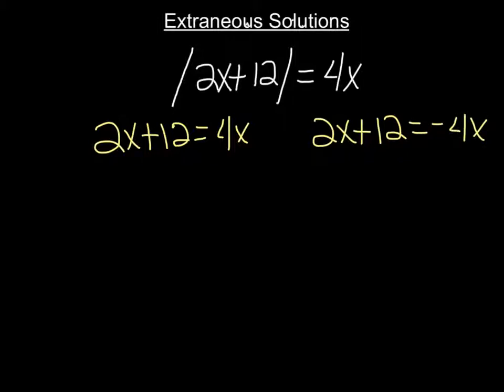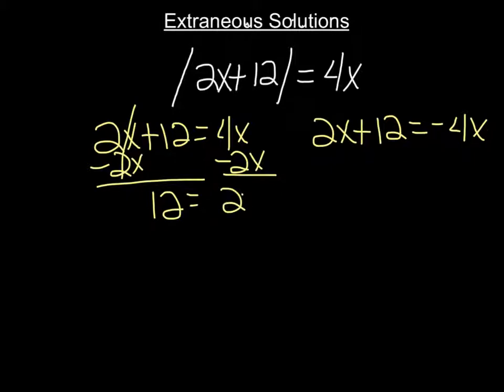Okay, so we're going to solve this. We're going to subtract 2x from the left, and we'll subtract 2x from the right. Okay, that will go away, and we will have 12 equals 2x. Now when we divide both sides by 2, we will get x equals 6, so that's great.